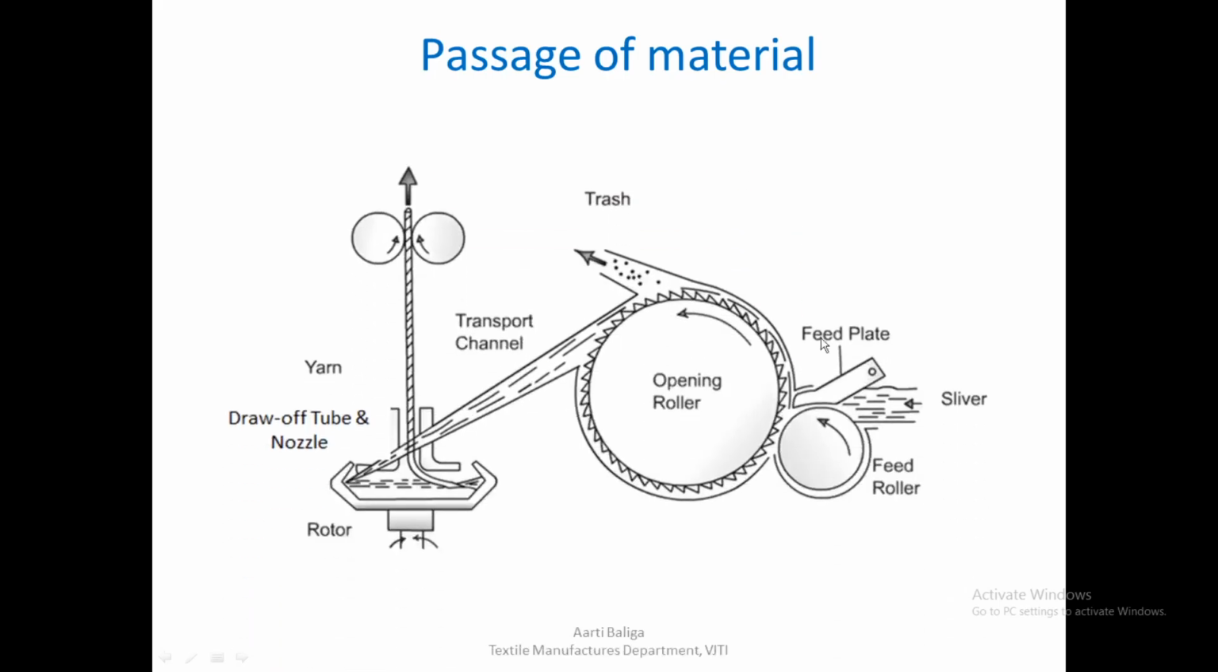So the same diagram we can show in a two-dimensional way in a simple manner, where there's a feed roller and a feed plate, the opening roller, a small opening to take out any amount of trash that is still there, the fibers getting directed towards the rotor and they get collected in the rotor groove where the CDN is also inserted and withdrawn.